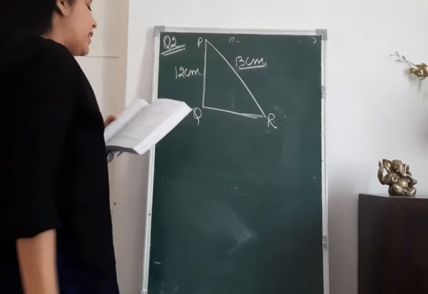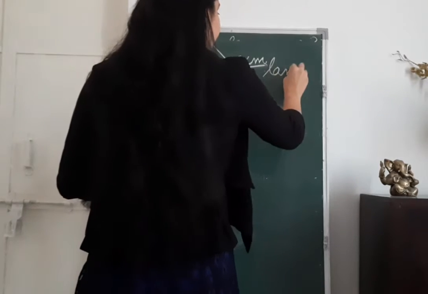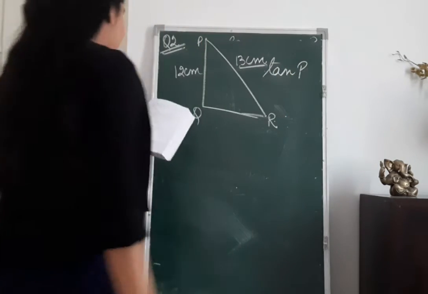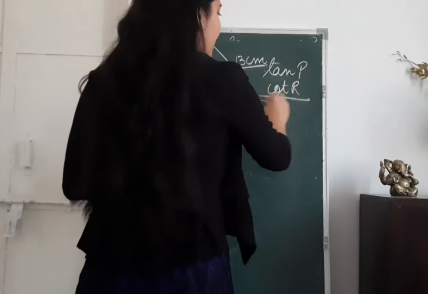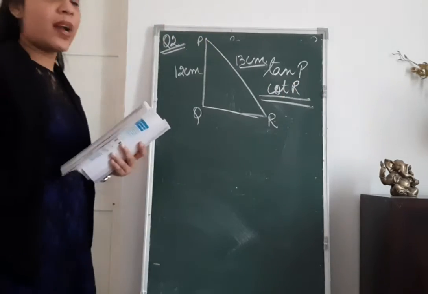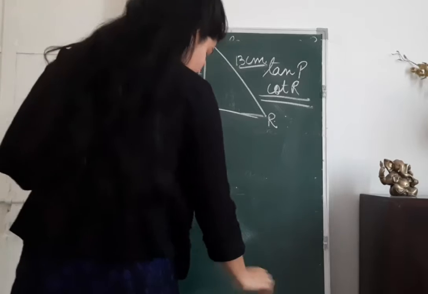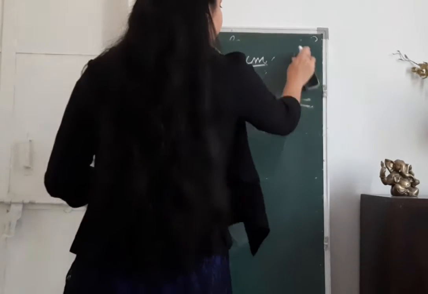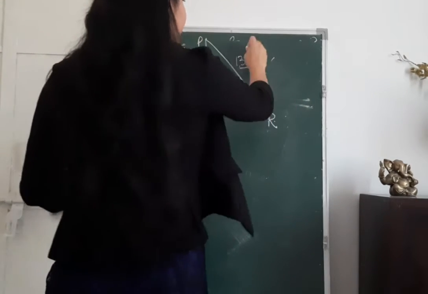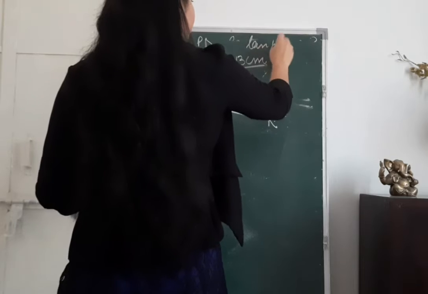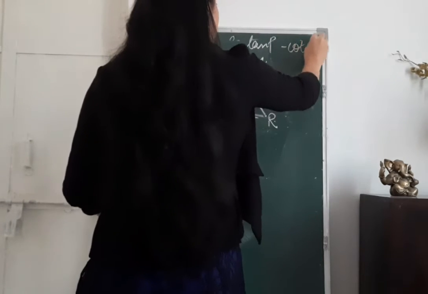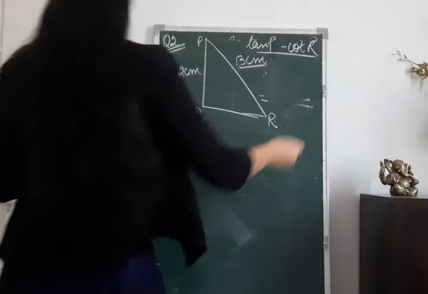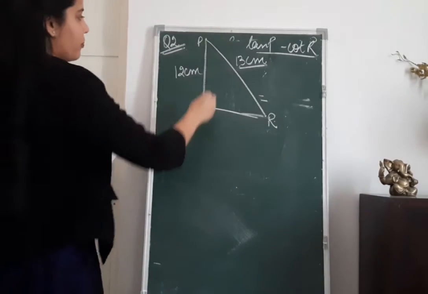What do I need to find out? Tan P and cot R, and then I have to subtract both these values, right? This is what I need to find out. Tan P minus cot R. I need to find out tan P minus cot R.